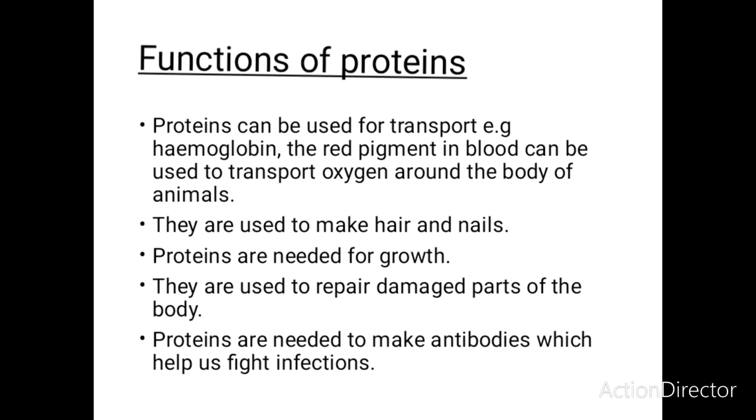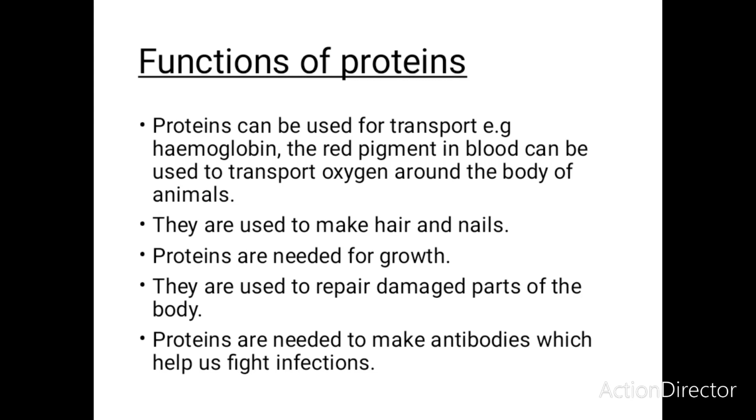Moving on to the functions of proteins. So proteins can be used for transporting substances around the body. For example, hemoglobin, which is the red pigment in blood. So hemoglobin can be used to transport oxygen around the body of animals. Proteins can also be used to make hair and nails, and the protein that is used to make hair is called keratin. Proteins are also needed for growth, and they are used to repair damaged parts of the body.